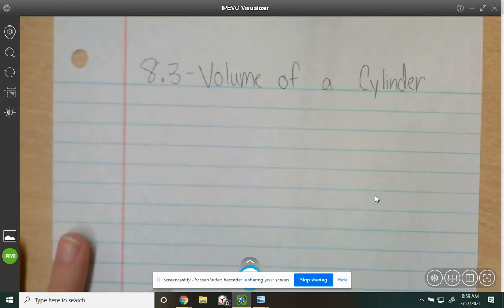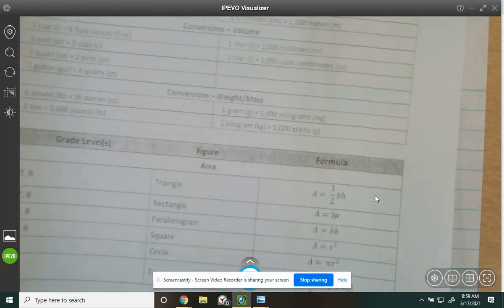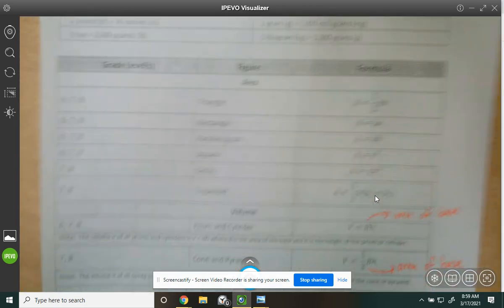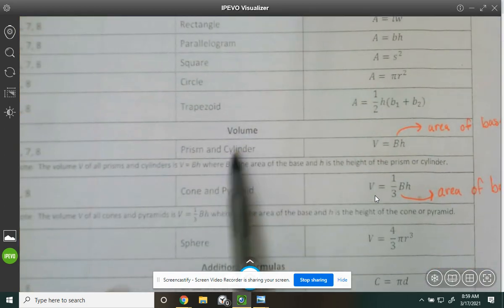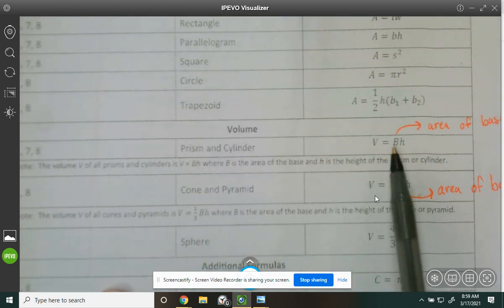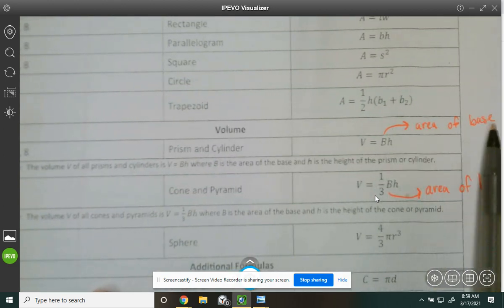Okay, so today we're doing volume of a cylinder. I want you to look at this little reference sheet here. Volume is actually on this reference sheet. Surface area is not. Okay, so volume right here of a cylinder. My equation is V equals BH, but the big B stands for the area of the base.